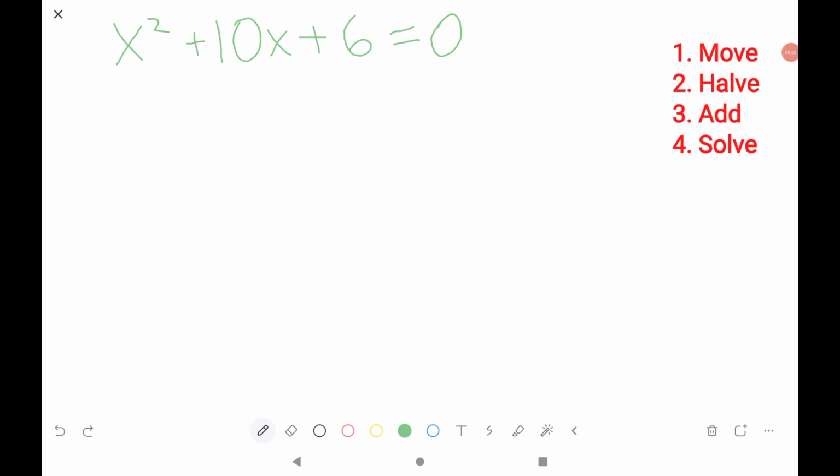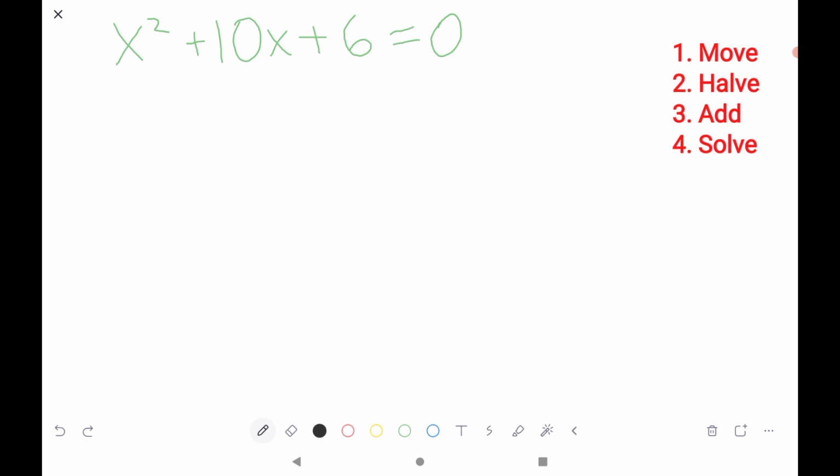Today, you're going to learn how to complete the square to solve quadratic equations like this one. I'm going to show you a simple 4-step process to complete the square, and there's 4 steps involved. The steps are 1. Move, 2. Halve, 3. Add, and 4. Solve. I'll show you how to use these steps in this example.